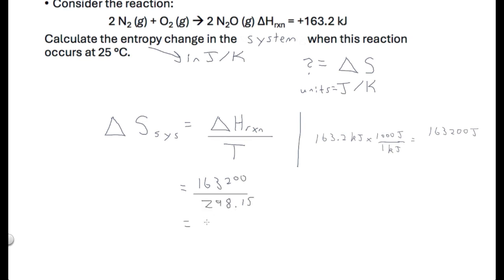What was your result again? 550 joules over Kelvin. Okay. Did this result come out to be positive or negative? Positive. So I'm going to report that as positive. Since delta S could be positive or negative in theory, it's actually a good idea to put a positive sign in front of positive results. So I'll say that this is positive.